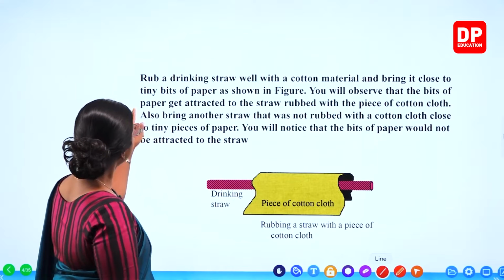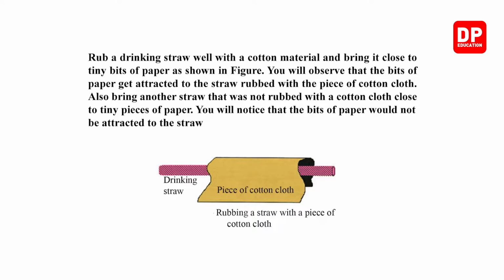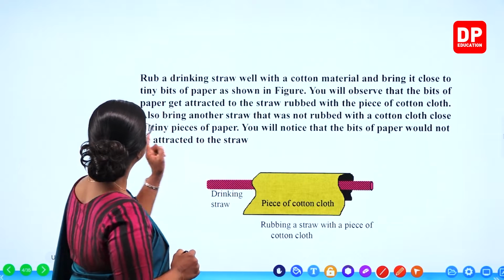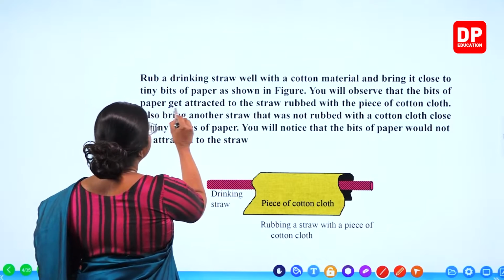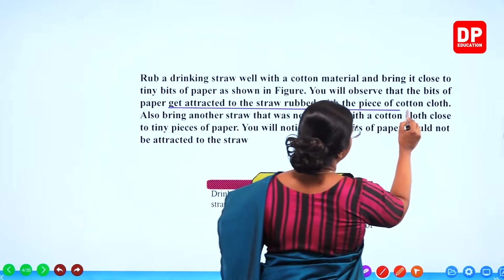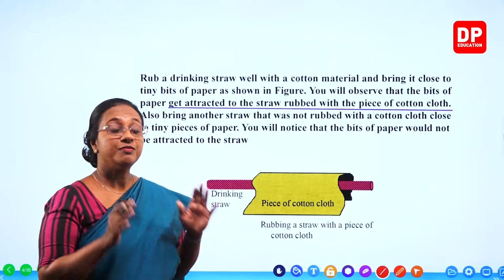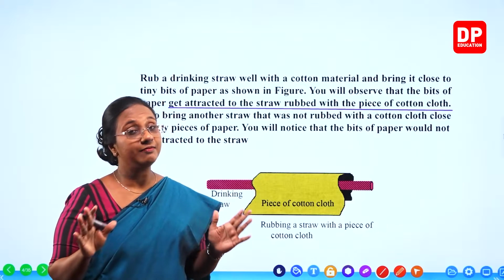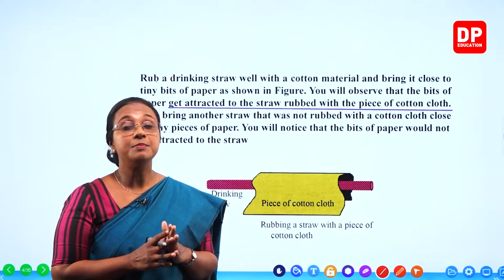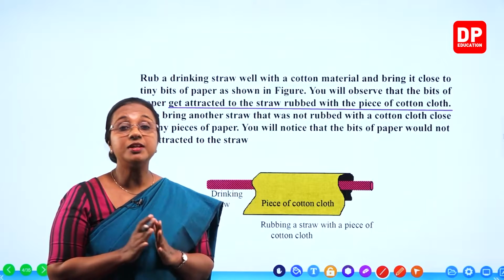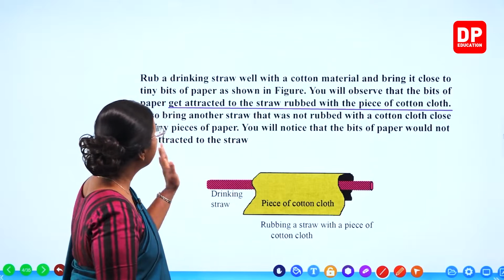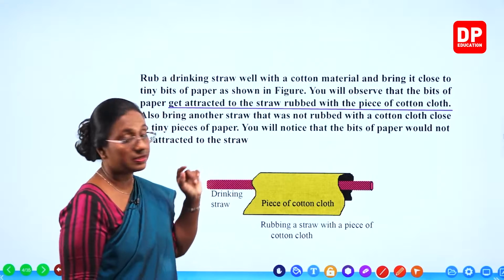So here you can see, rub a drinking straw well with a cotton material and bring it close to tiny bits of paper as shown in the figure. You will observe that the bits of paper get attracted to the straw rubbed with a piece of cotton cloth. If you don't rub the straw, nothing will happen. It will not attract the pieces of paper. But after rubbing it with a cotton cloth, it will attract the pieces of paper.